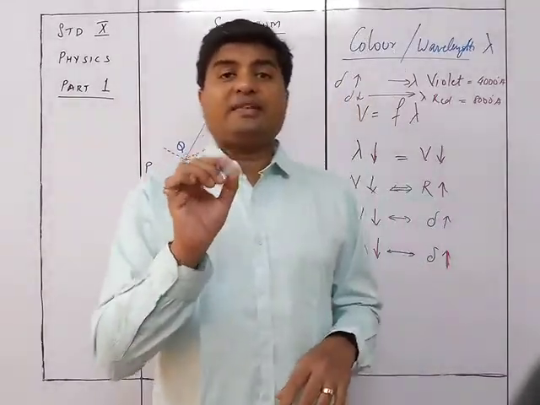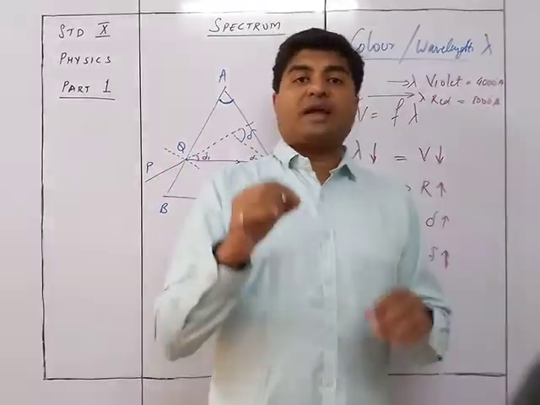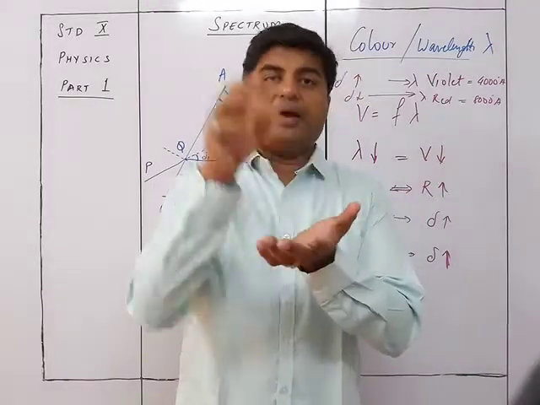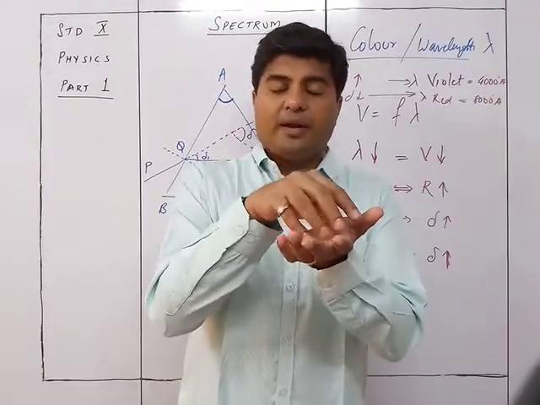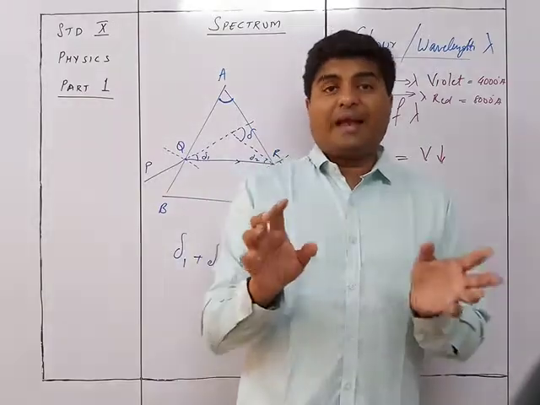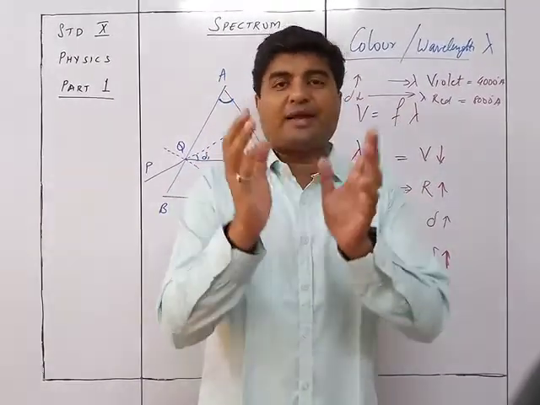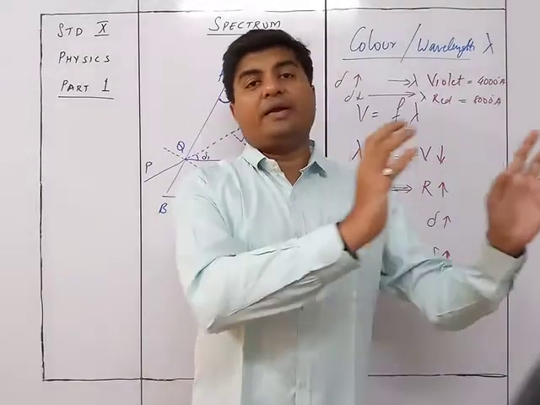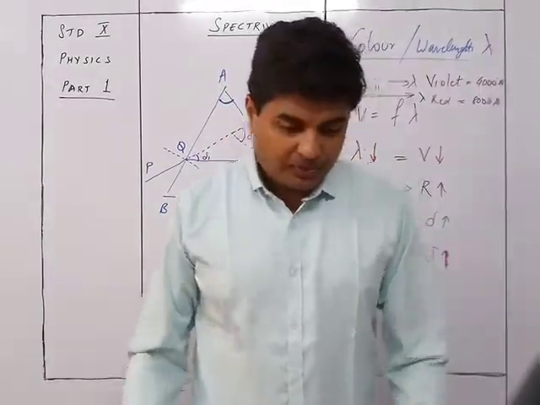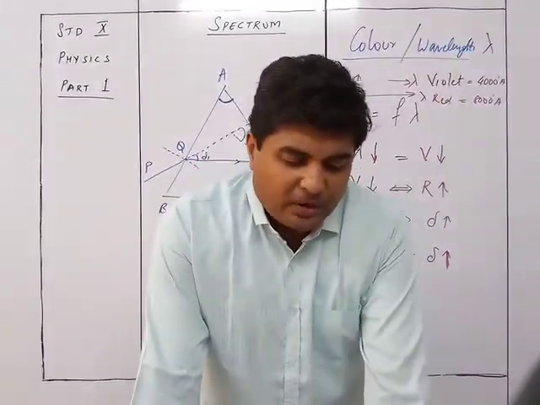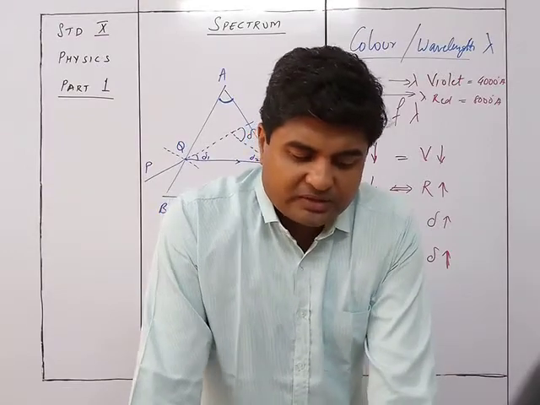So if I say blue color, I can easily say that it is a particular wavelength of light. So if the wavelength of light is something like 5000, then you know that it is a blue colored light.